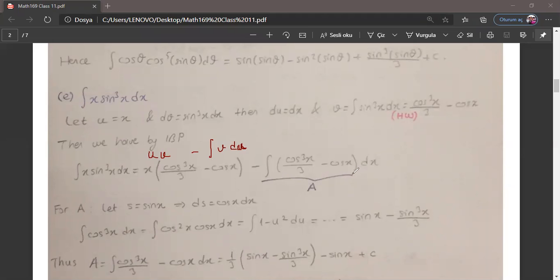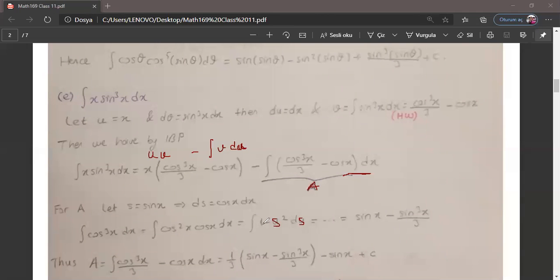Now let's call this whole integral A, and let's first find that. For that, we will substitute s equals sin x, then ds equals cos x dx. So here we have cos cubed. We only compute that part of A. So cos cubed can be written in this form, and we know cos squared is equal to 1 minus sin squared, and sin was s. Sorry about that, it should be s.